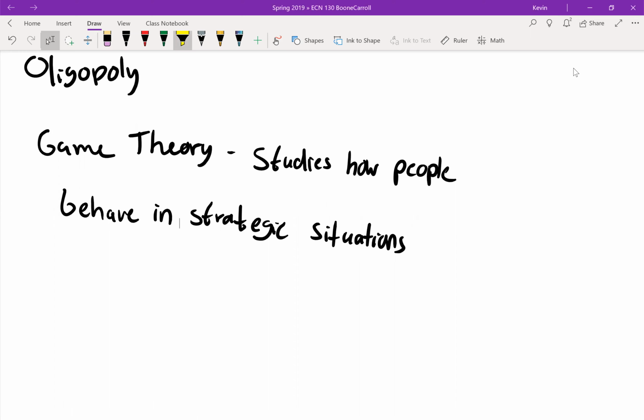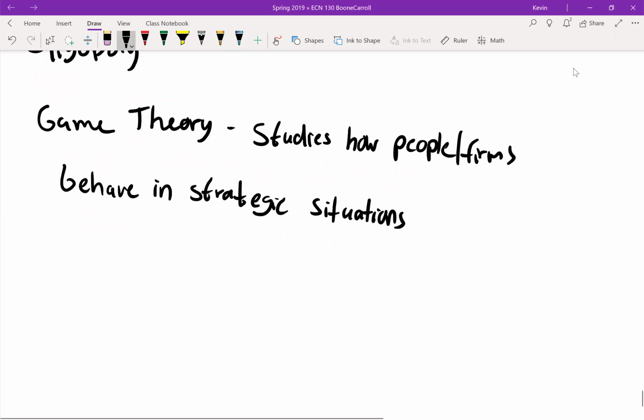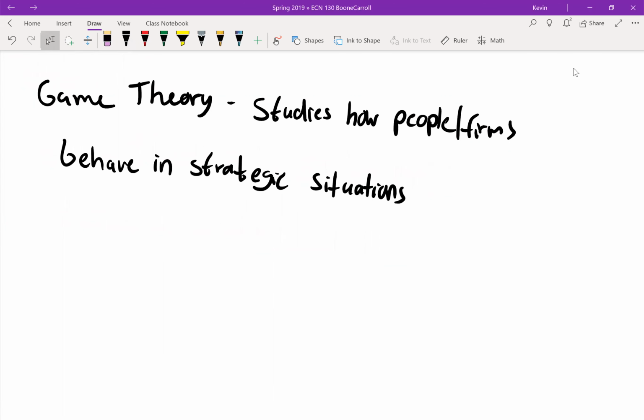So the first thing we talked about with the oligopoly was game theory. That's how we study how firms make decisions when there are just a couple of them. With game theory, we look at how people or firms make decisions or behave in strategic situations, that is, where my decision impacts what the other person does, and what the other player does impacts what I do.